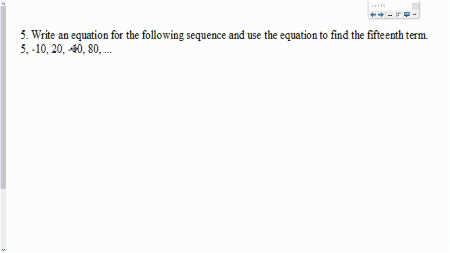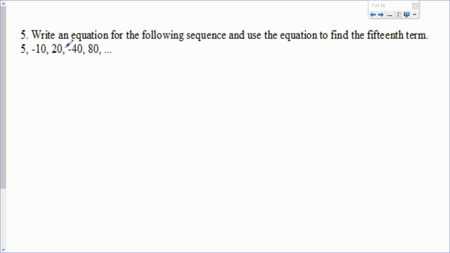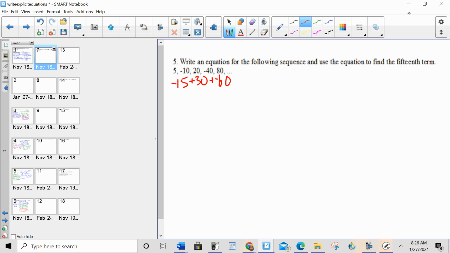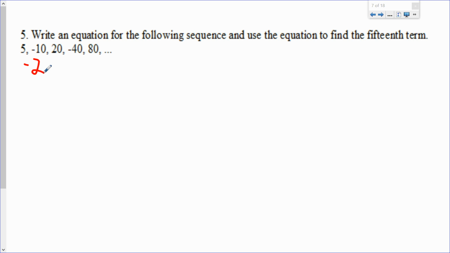Okay, so again, I like to start by trying addition. If I'm trying addition, then I'm adding negative 15, then I'm adding 30, then I'm adding negative 60. That is obviously not giving me a common difference, so it's not arithmetic. So what do I have to multiply 5 by to get to negative 10? Negative 2. Negative 10 times negative 2 is 20, 20 times negative 2 is negative 40, negative 40 times negative 2 is 80. There it is. My common ratio is negative 2. It's geometric.